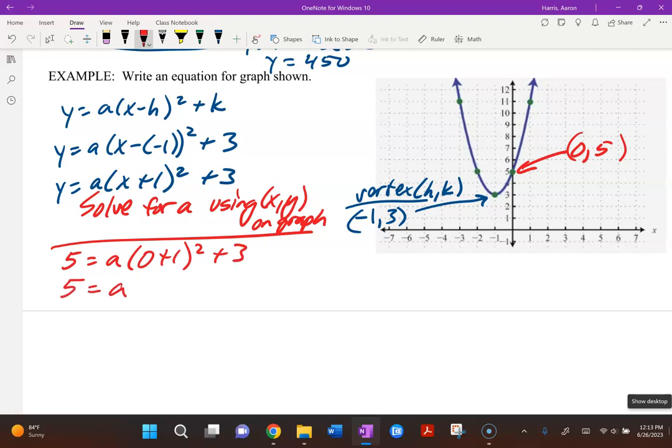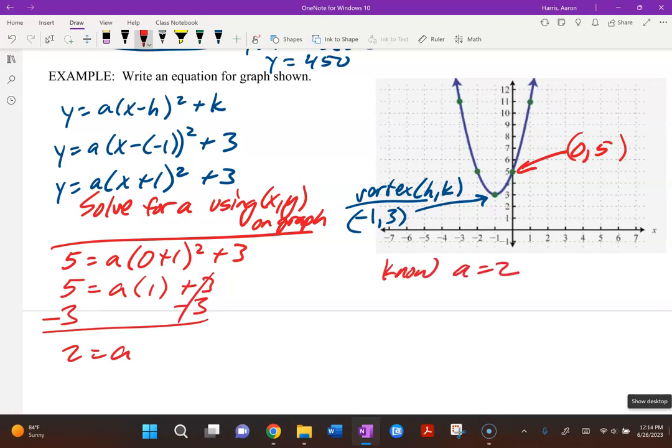And 1 squared is 1. Subtract 3 from both sides. So I have 2 equals A. So my A is 2. Now I know A is 2. And my H, K was negative 1, 3. And so I can write the equation.